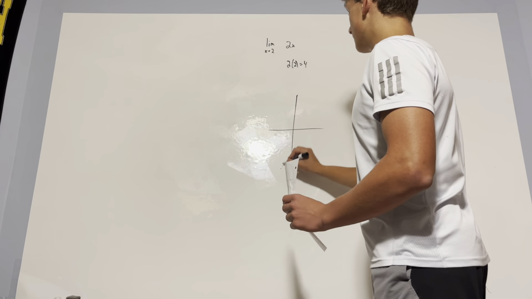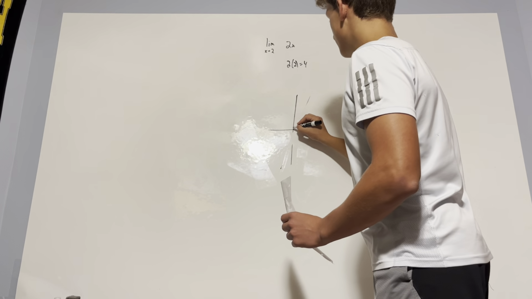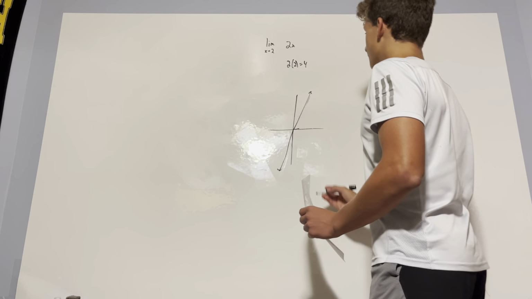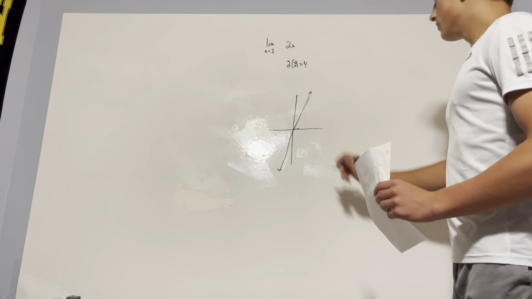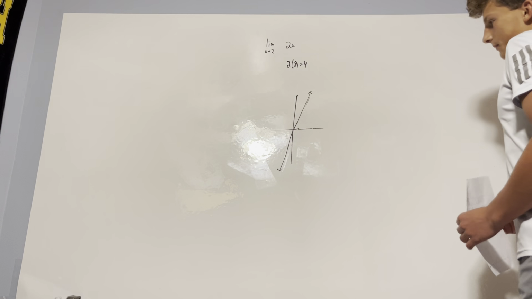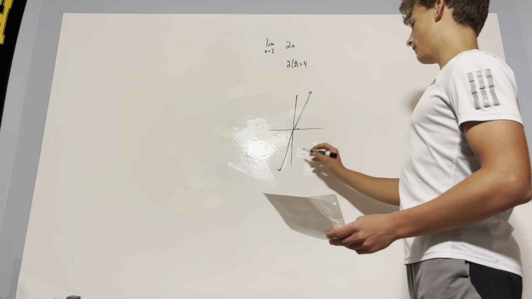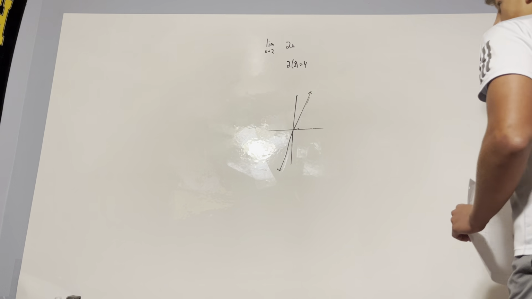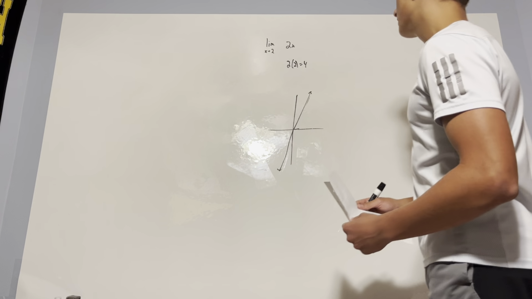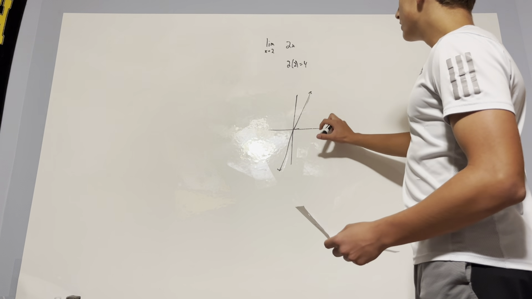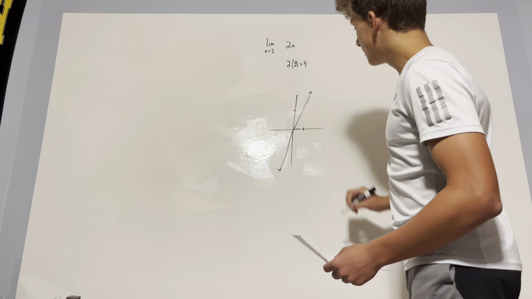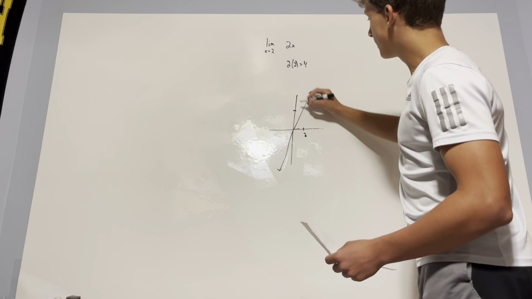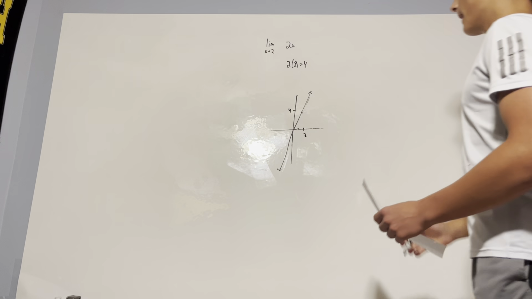If we look at this, it's just a straight line that goes through the origin and has a slope of 2. And we can see here clearly that there are no types of discontinuity. There's no removable discontinuity, no infinite discontinuity, no jump discontinuity, or oscillating discontinuity. So we can just simply plug in this value of 2, and at that point, f of x is going to be 4.